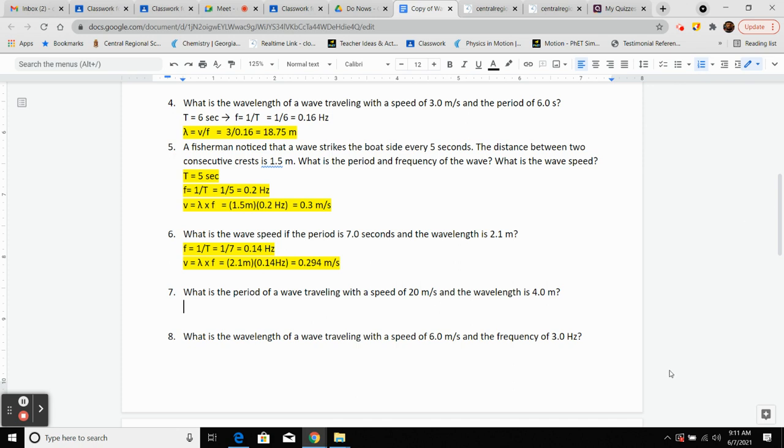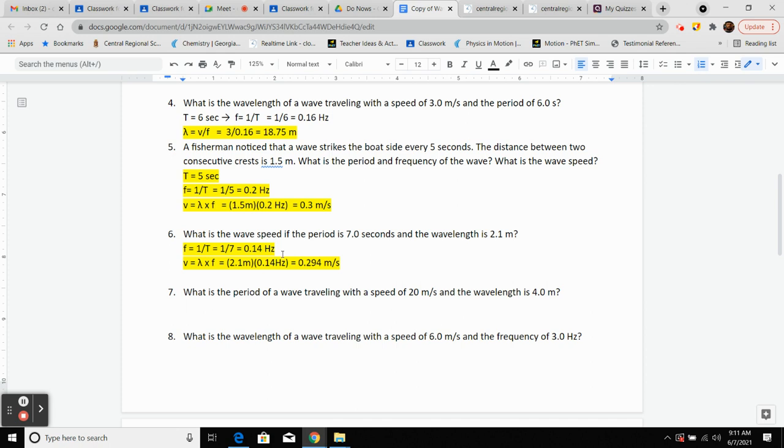So we had our period, 1 over the period gives us frequency. Then we already had wavelength, so then it's frequency times wavelength. That's all right. So it was a 2-step.